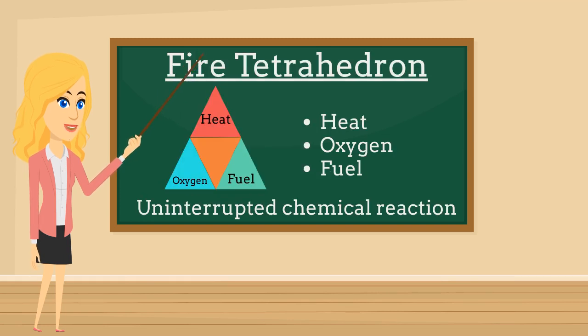Fires need three important components in order to burn. These are heat, oxygen, and fuel. When all three are present, they create an uninterrupted chemical reaction, which is the fire.